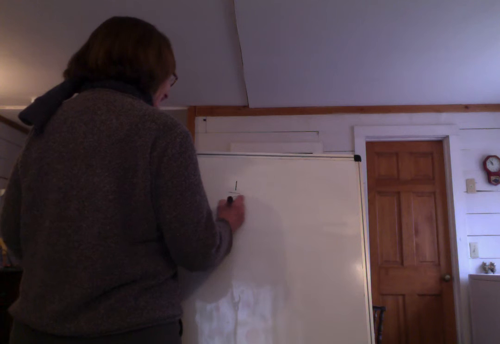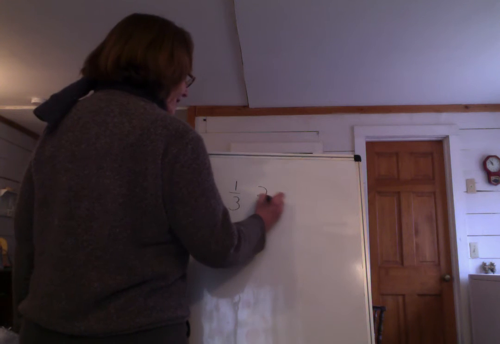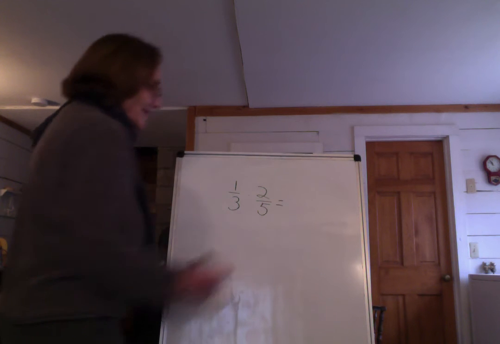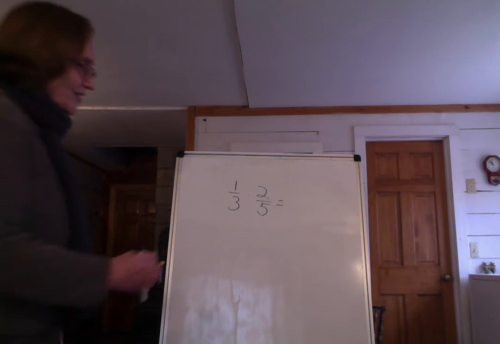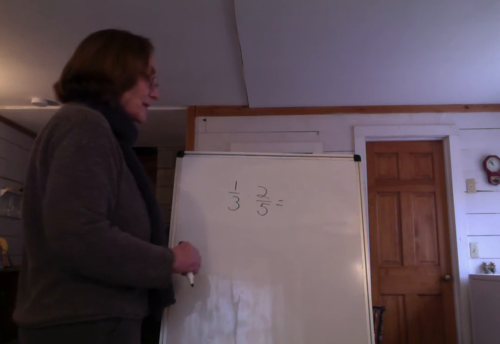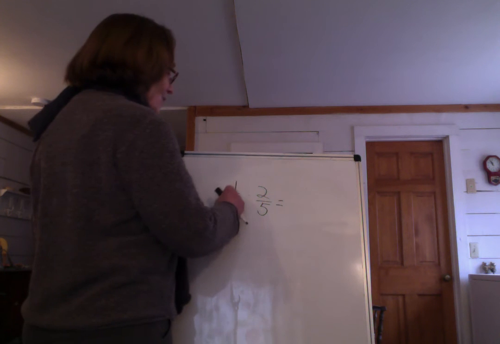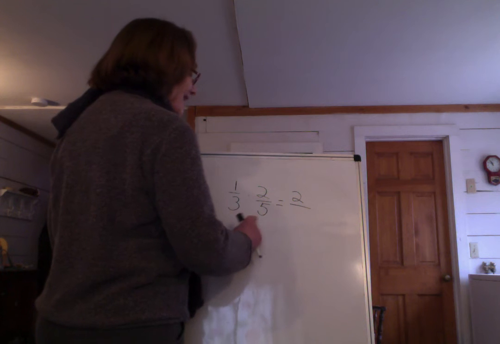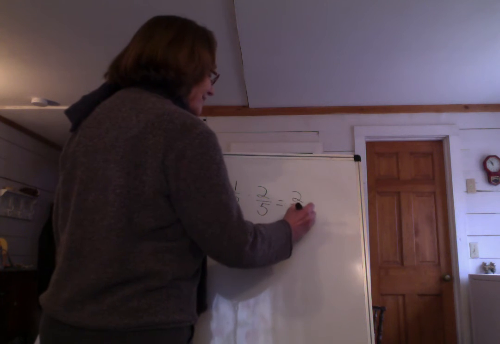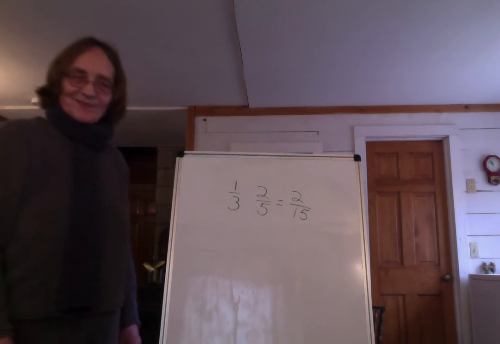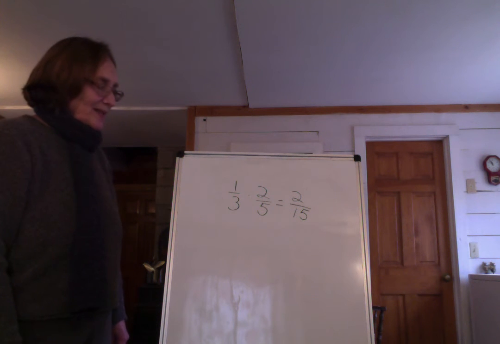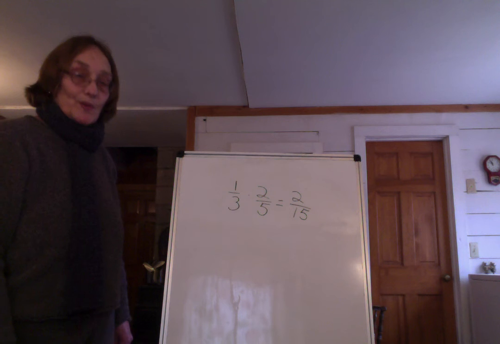One third times 2/5. Here we go. What's our job? Multiply across the top and across the bottom. 1 times 2 is 2. 3 times 5 is 15. That's our answer. Now we can simplify that. There is no one number that can divide evenly into both numbers.